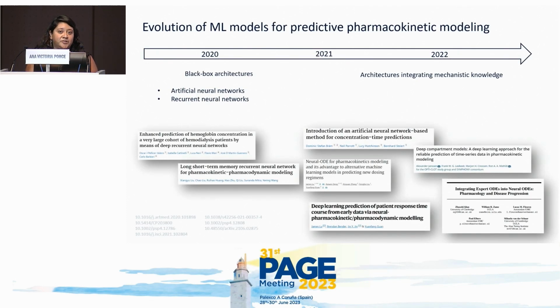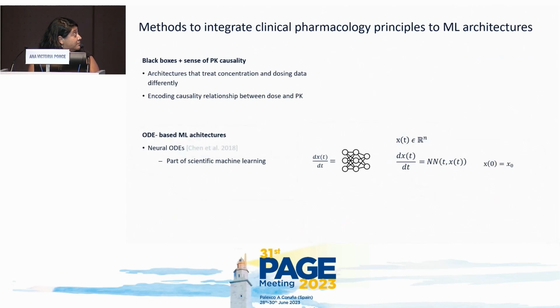In the last few years, a new type of machine learning model is being explored for pharmacokinetic modeling. Before, we typically had these black box architectures that the other speakers have been talking about, that just focus on artificial neural networks and recurrent neural networks. However, recently, different groups have started to explore architectures that incorporate mechanistic knowledge or clinical pharmacology principles. So let's look at the different methods for doing that.